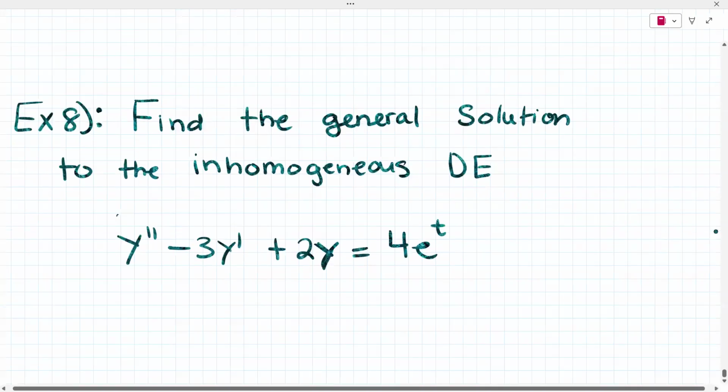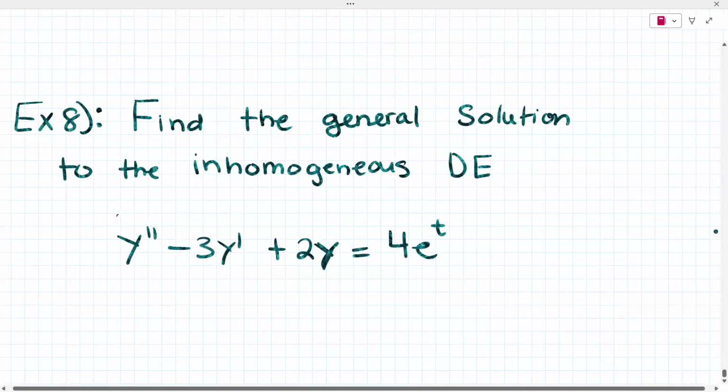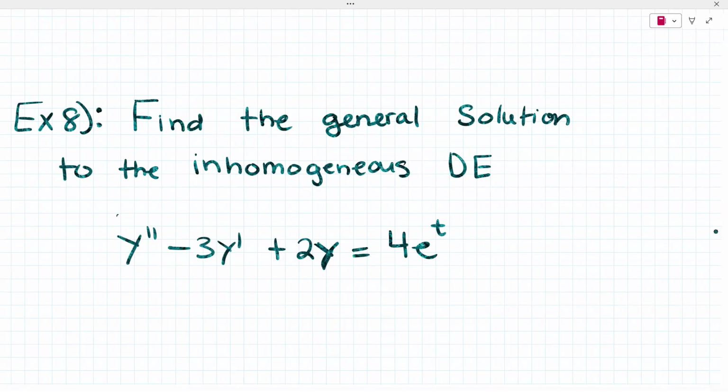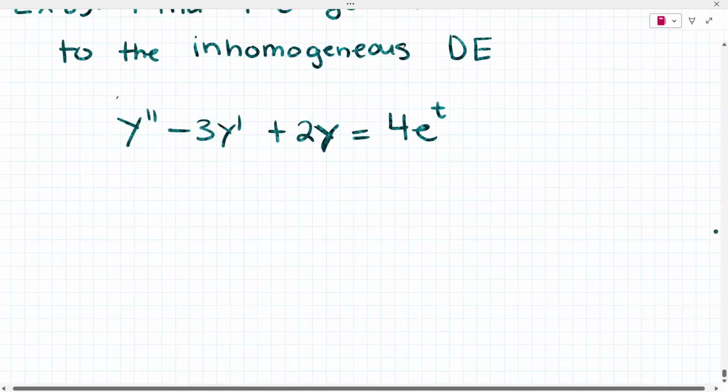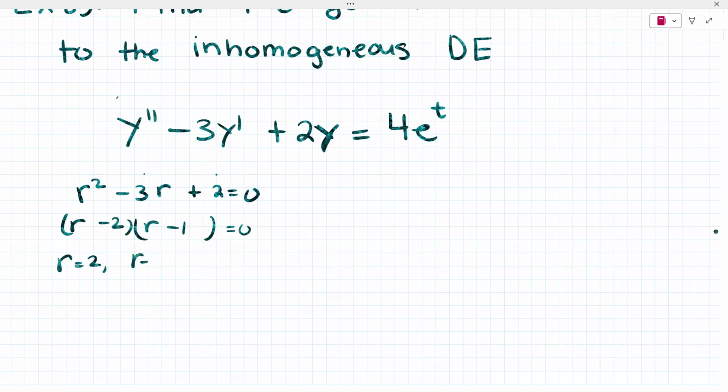So example 8 says find the general solution to the inhomogeneous differential equation: y double prime minus 3y prime plus 2y equals 4e to the t. So first find your r to find your y of h. This is going to be r squared minus 3r plus 2 equals 0. And we can factor this out nicely. What two numbers multiply to 2 and add to give you negative 3? Negative 2 and negative 1.